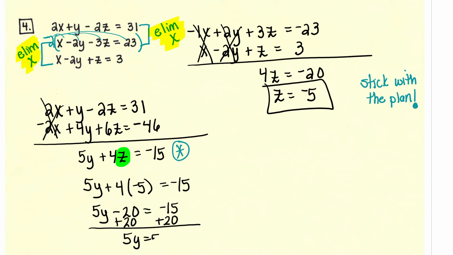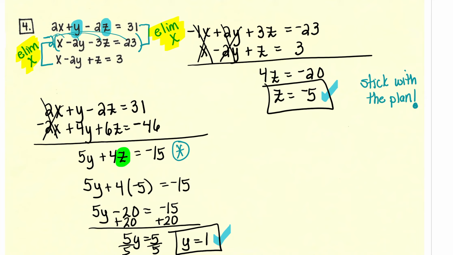5y is equal to 5. Divide by 5, and y is equal to 1. Once you get two answers, as we have, you're going to take those two answers and go back to one of the originals, completely your choice. I'll just go to the top one. I'll put the y where y lives, and I'll put negative 5 for z into his house.